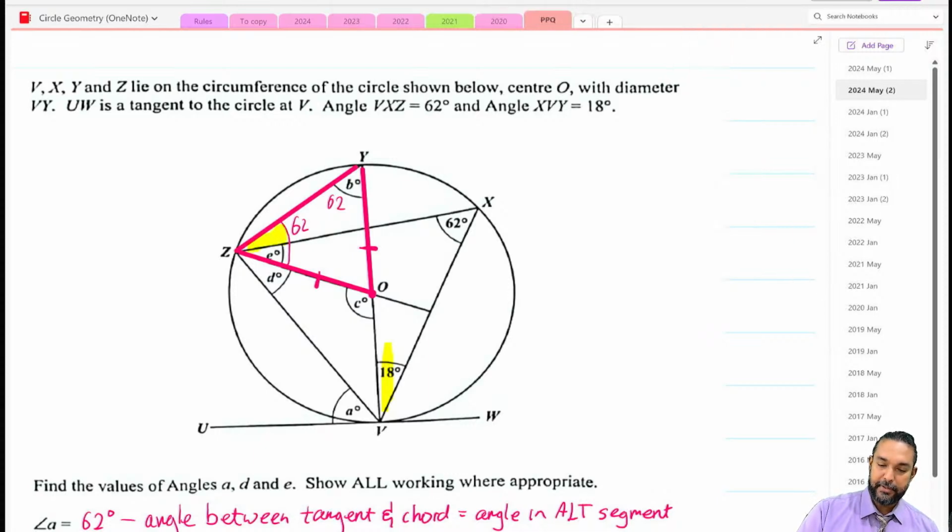Right, so this piece here, the whole thing is 62, and the yellow piece is 18. To find the non-yellow piece, which is angle D, it's 62 minus 18, which is 44. So good job.